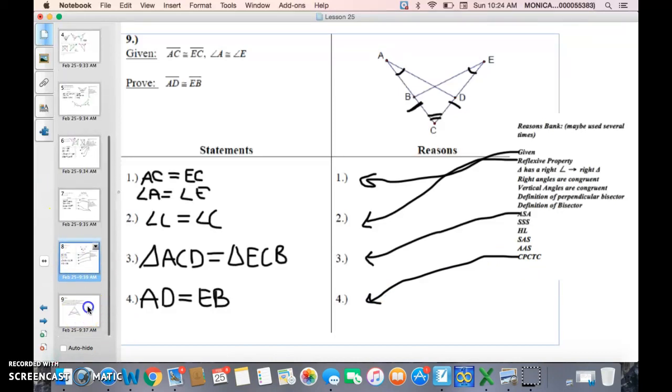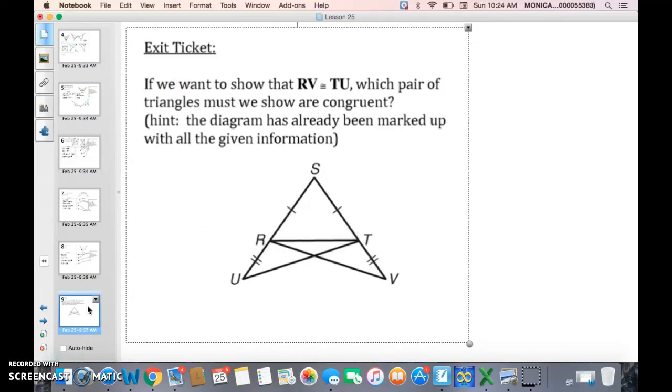So go ahead, this is your exit ticket for today. Please do this on a separate piece of scrap paper. Work it out and turn it in to me. And then you also need to be working on IXL. All right, so good luck studying for the test, which is going to be next week.